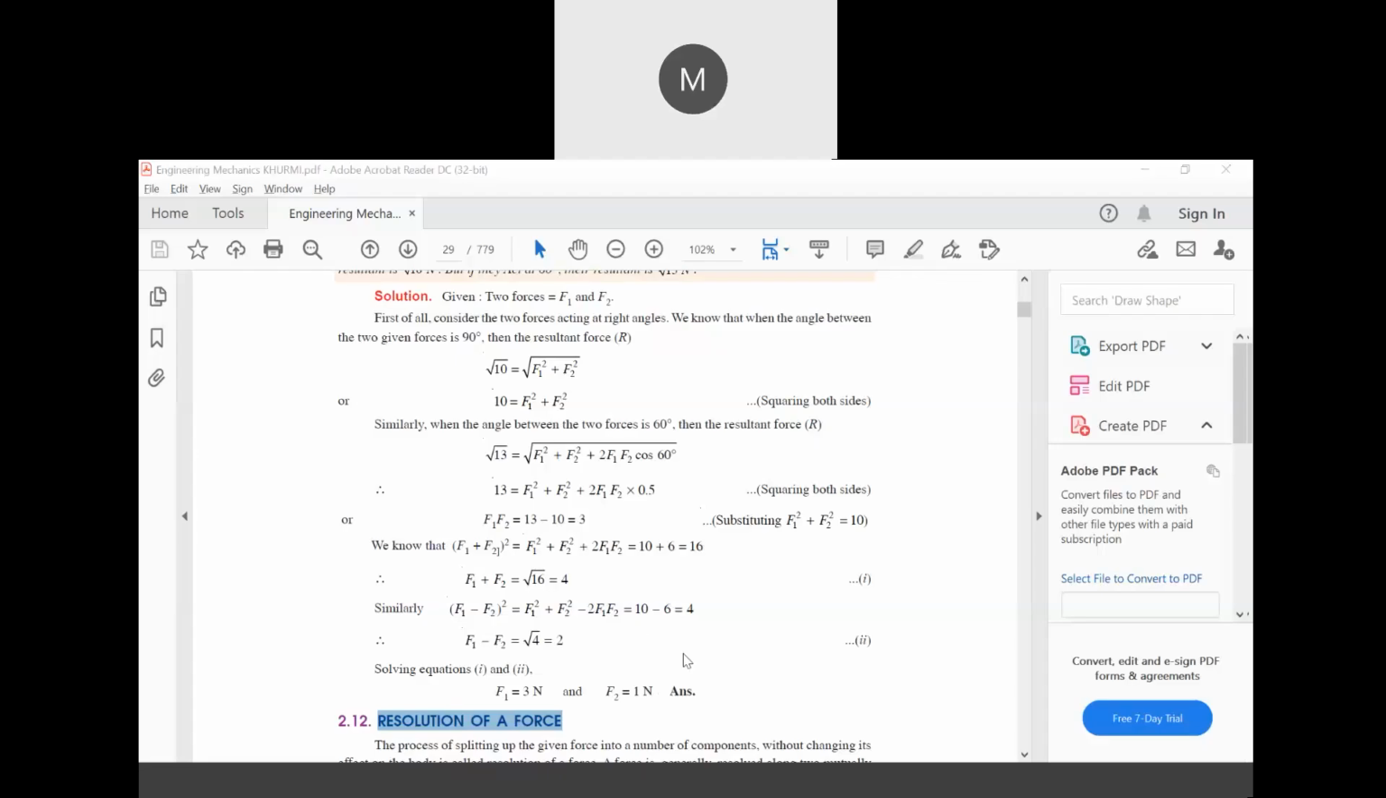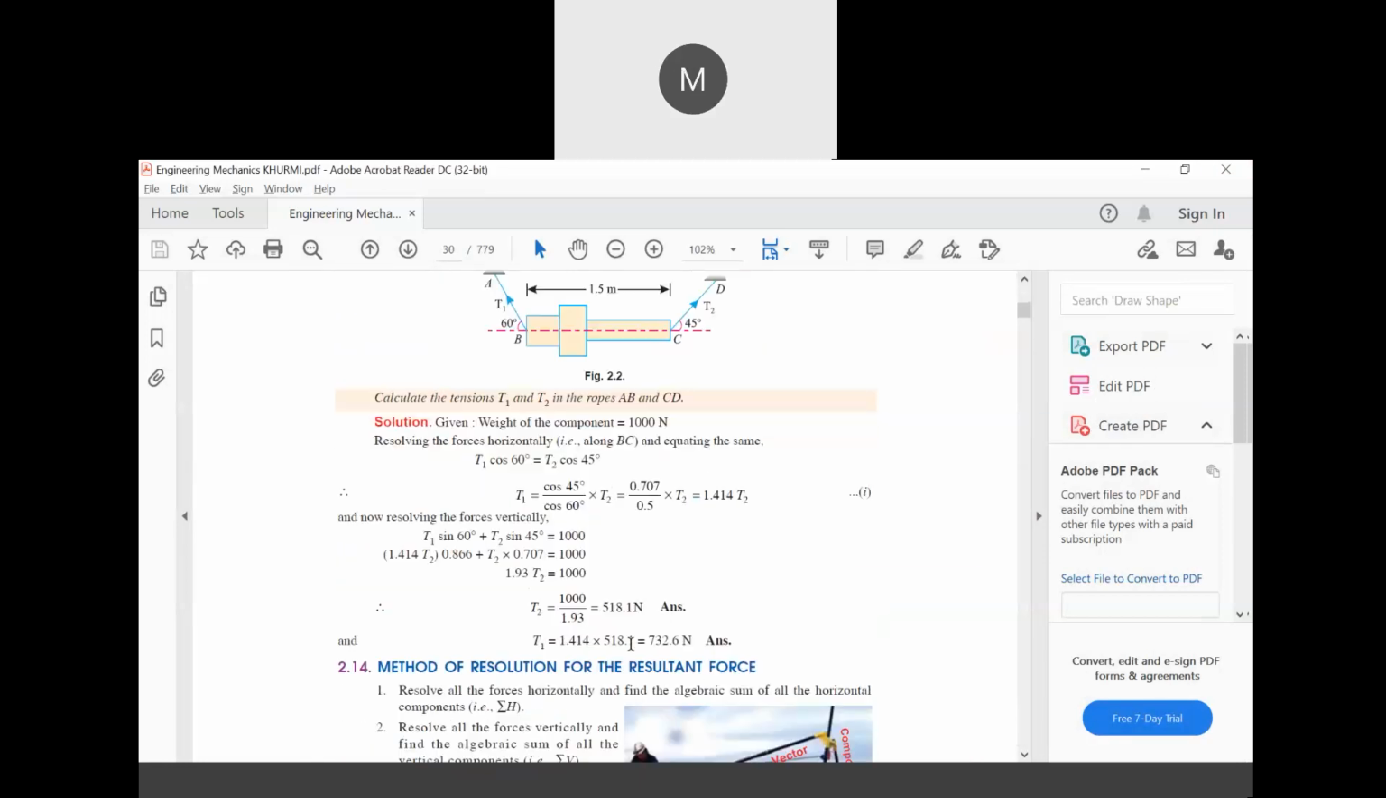Wait, I'm having some issues with my network. Just give me a minute. Can you see my screen? Is my screen visible to you? Yes, sir. Okay.